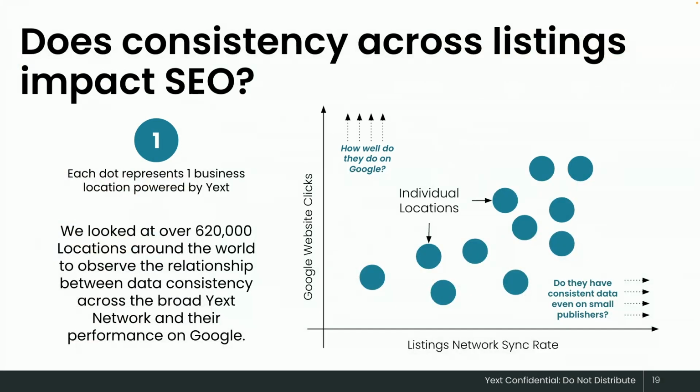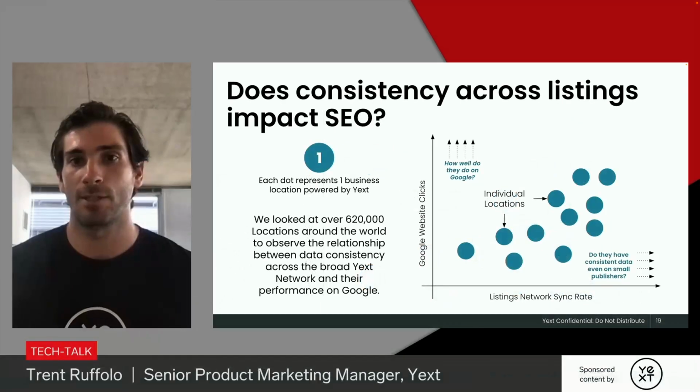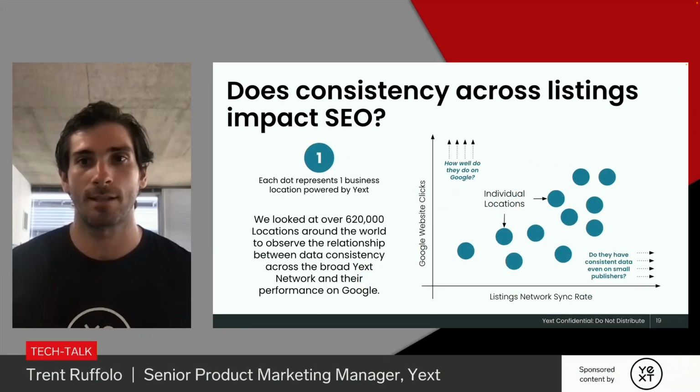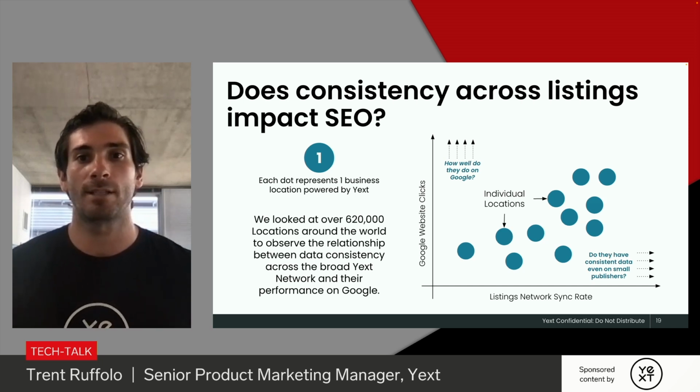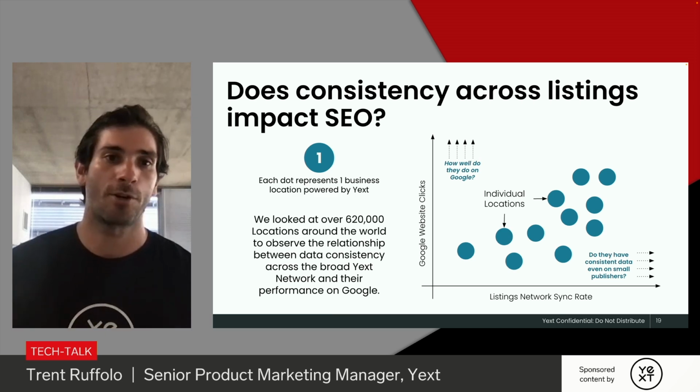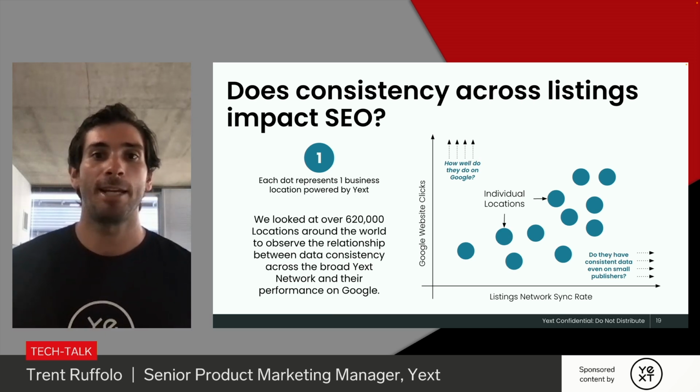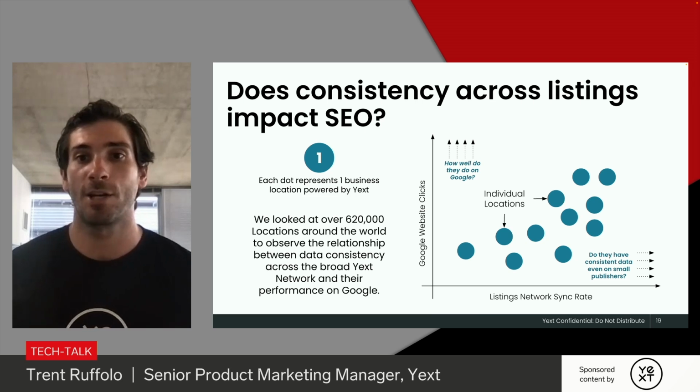To do that, we actually ran a study about 6 months ago. And we wanted to see if the data would support that more consistency across your listings translates to better performance in search. Specifically, what we looked at is over 600,000 business locations. These were locations that were live on our listings product for at least a year. The reason why we analyzed these locations after a year is because it takes time to see a lot of those SEO benefits. And then from there, we measured how many clicks each location was getting on Google. So this chart on the right-hand side here, how you can read it, each dot will represent an individual business location that we analyzed.